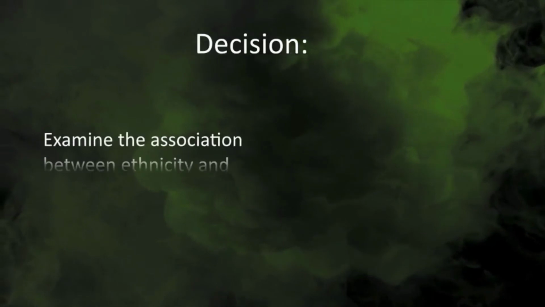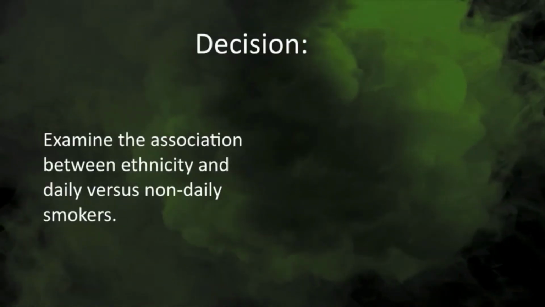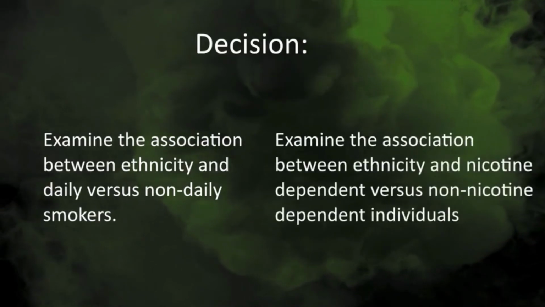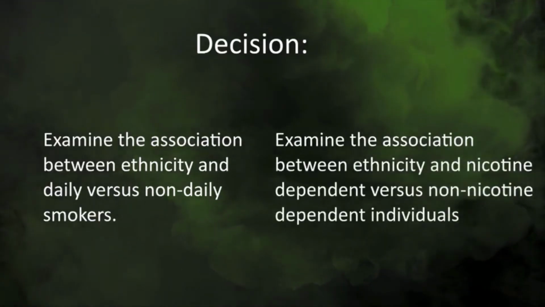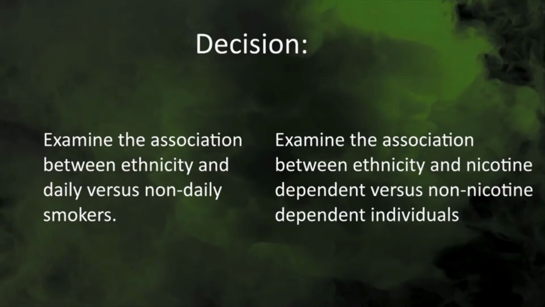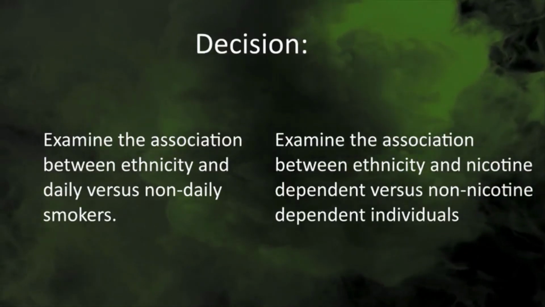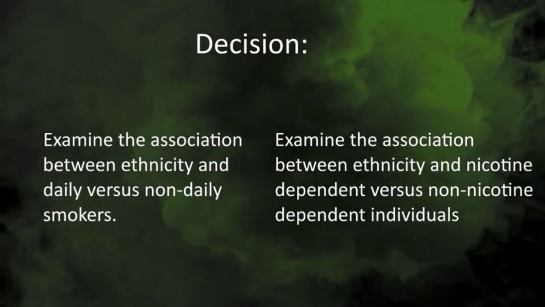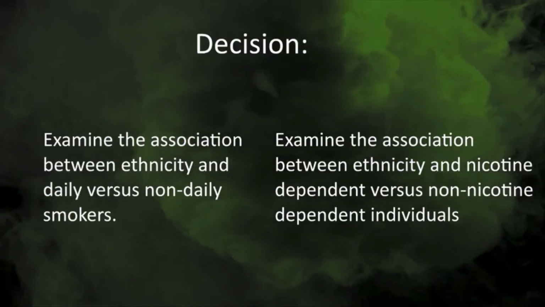Here are 2 perfectly reasonable decisions that we could make. We could examine the association between ethnicity and daily versus non-daily smokers, or we could examine the association between ethnicity and nicotine-dependent versus non-nicotine-dependent individuals, thereby collapsing across these categories in some way. In either case, some data management needs to be added to the program.